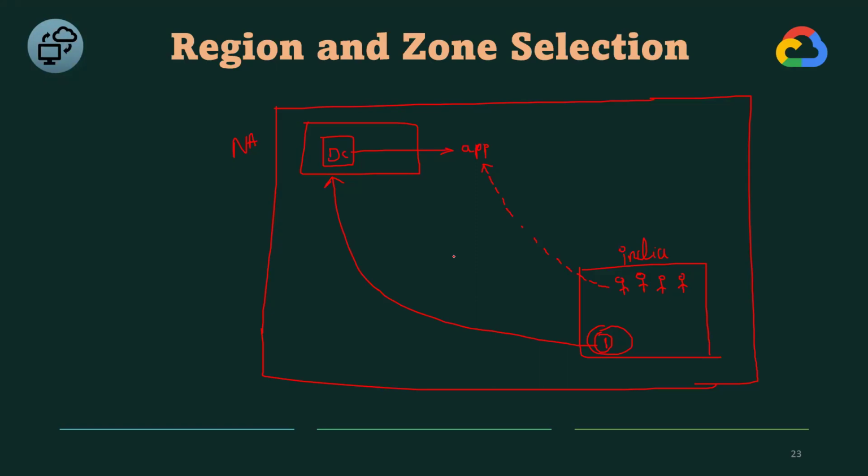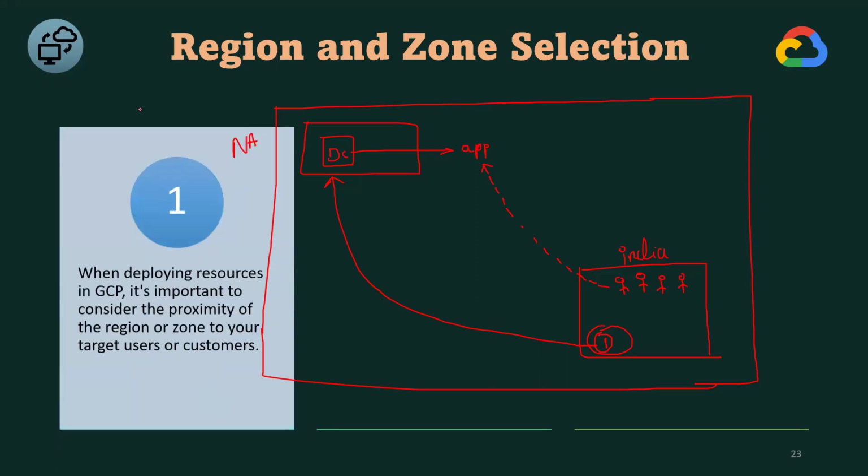So the very first point in the selection criteria is that whenever you're deploying a resource in GCP, it is important to consider the proximity of the region or zone to your target users or customers. For example, instead of deploying the resource in the North America data center, try to deploy it in a resource nearby India, maybe somewhere here, so that the target users can easily access your application.